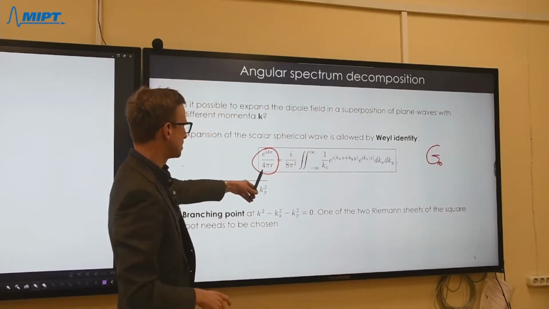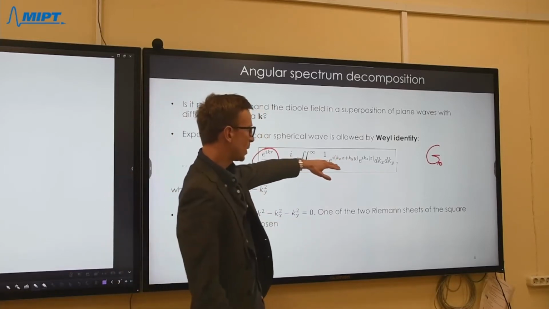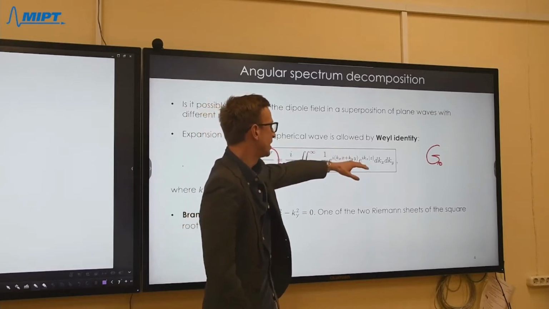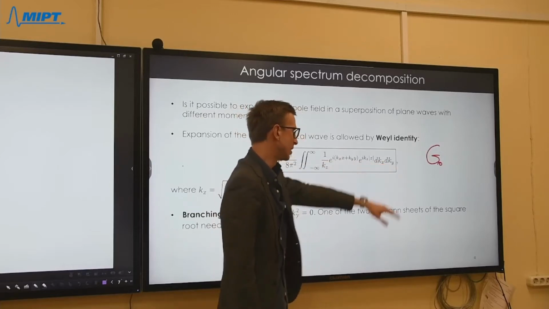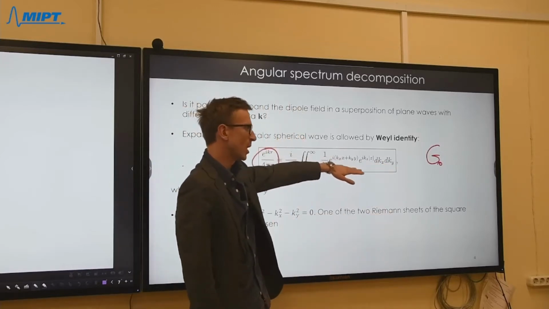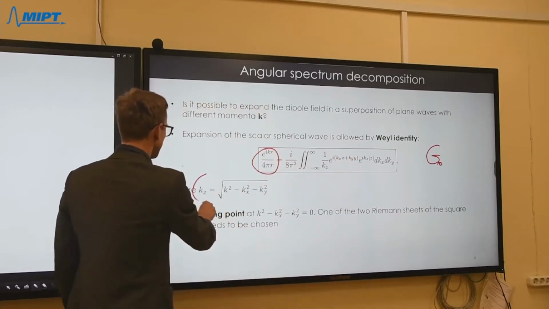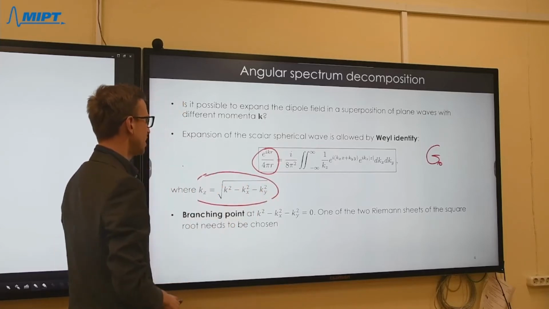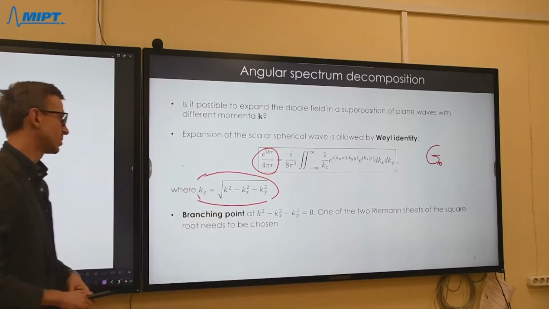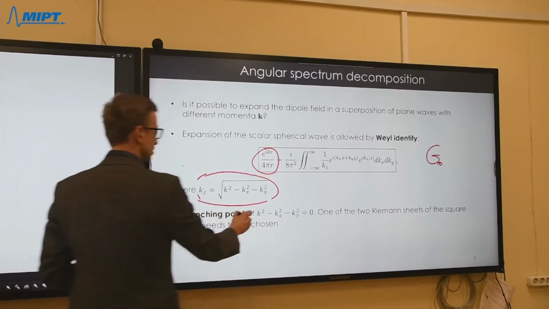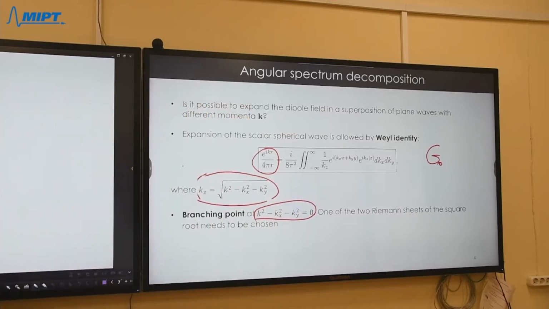So this identity expresses this G0 as a double integral over plane waves with different kx, ky, and kz. This double integral runs over kx and ky, and for every pair of kx and ky we plug into this integration, kz is determined from here. Notice that we have a square root here, and the square root has a branching point when its argument equals 0.